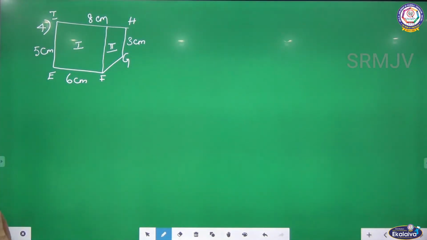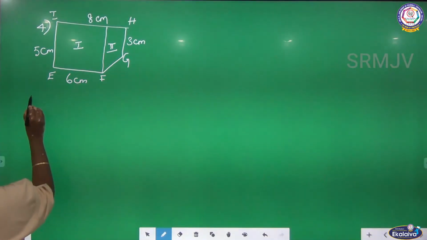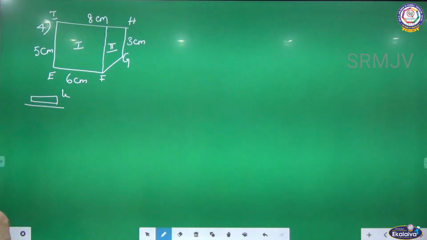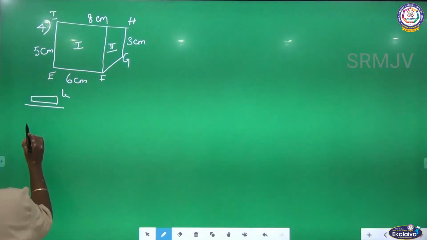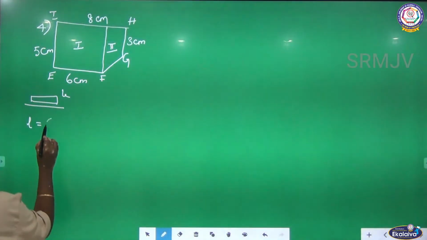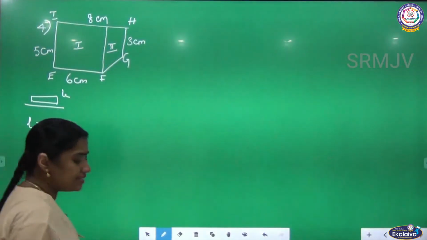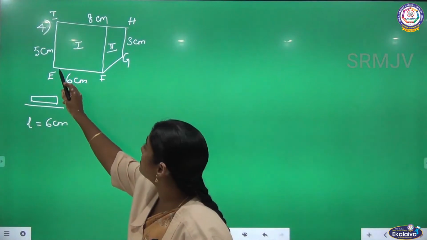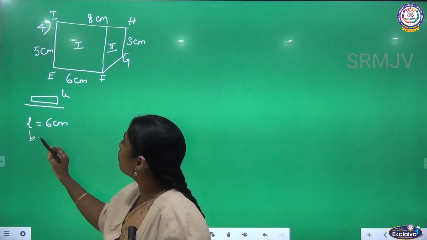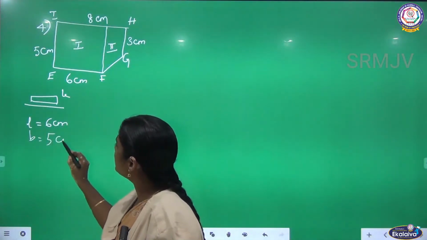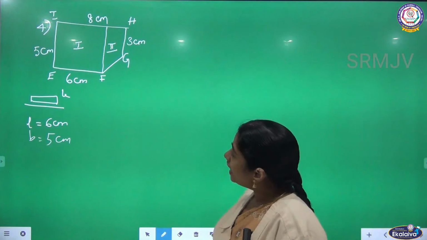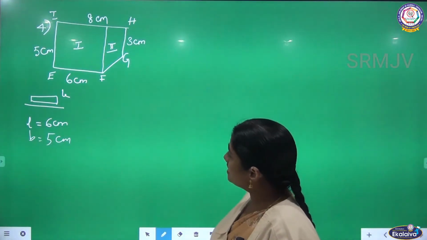Got it? Now listen, I am going to write the length and breadth for the rectangle. What is the length? The longest side is the length, so I have written the length as 6 centimeter. See, this is the length. And what is the breadth here? 5 centimeter. Got it? Okay.